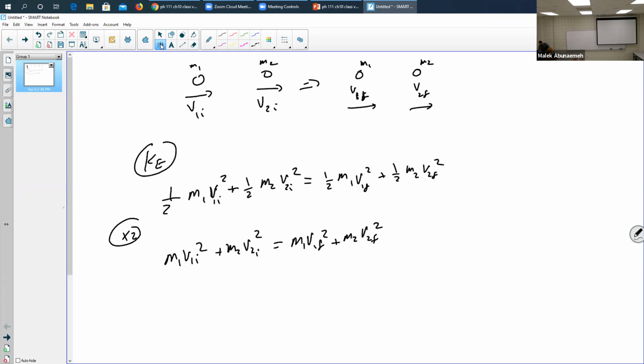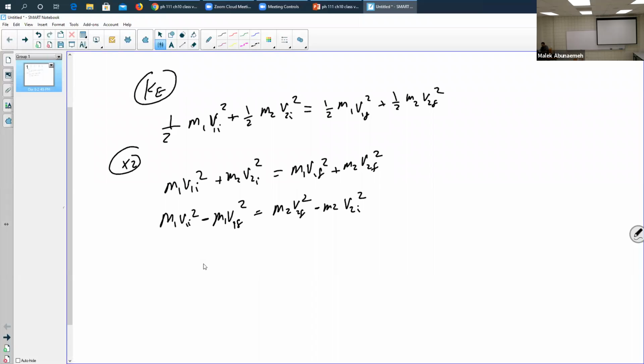Now organize them where you have all the masses together. So M1 V1 initial square minus M1 V1 final square is going to equal M2 V2 final square minus M2 V2 initial square. Factor out M1: M1 times V1I square minus V1F square equals M2 times V2F square minus V2I square.